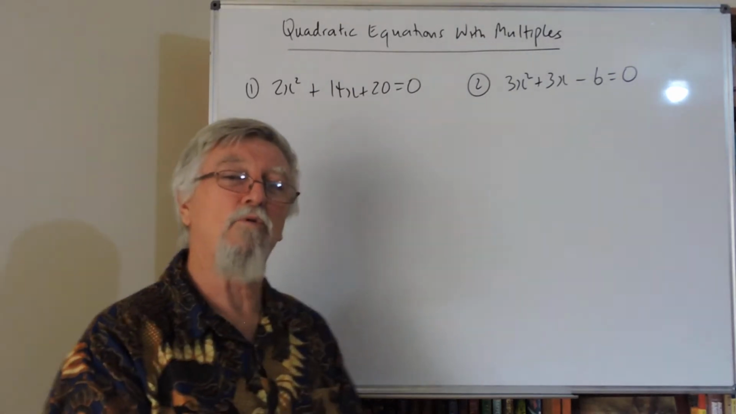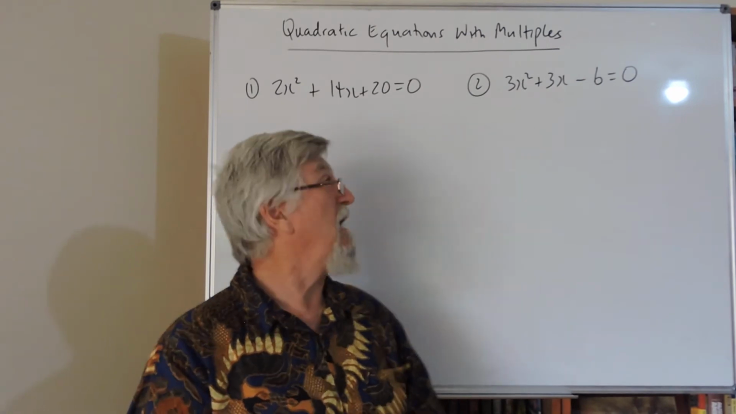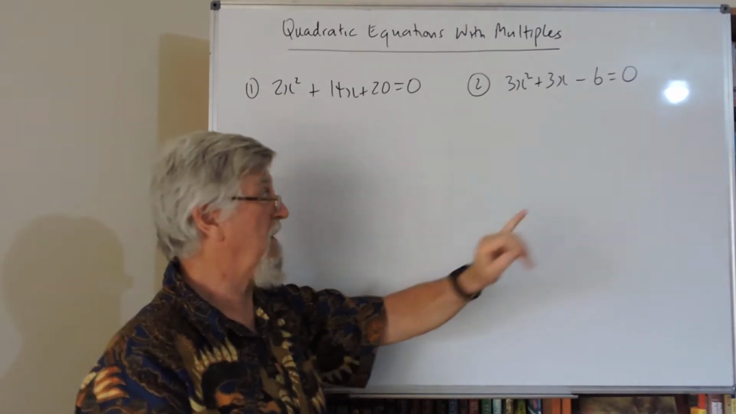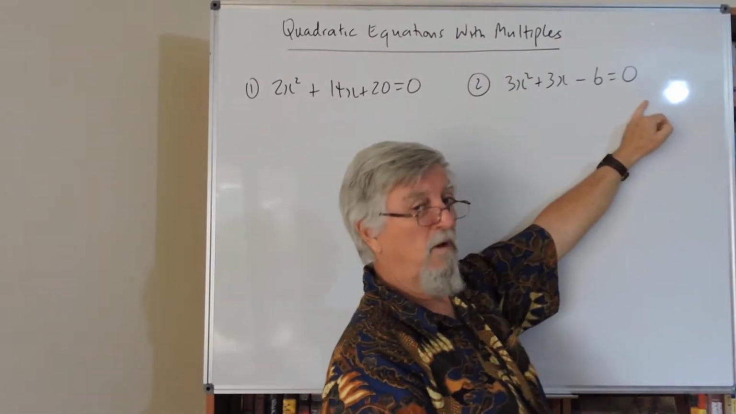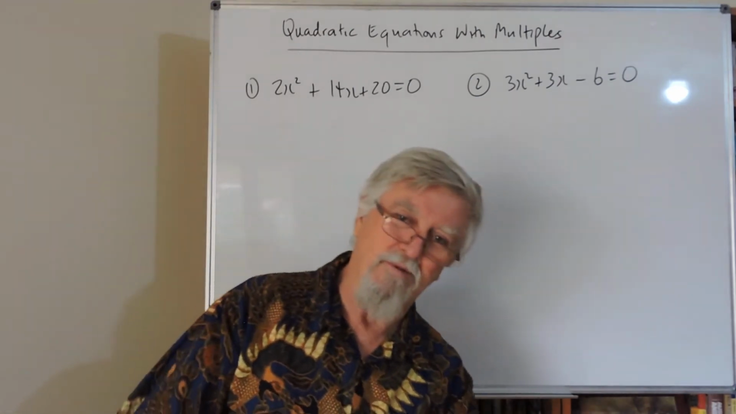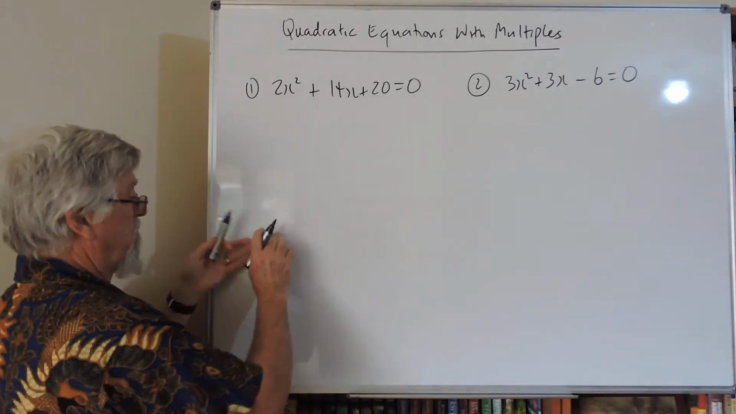Hi everyone, looking at more quadratics. This time, every number in here is a multiple of 2. Over here, every number is a multiple of 3. So they look like they're harder questions, and that sometimes tricks people when they're getting it wrong. Let's have a look what we can do.